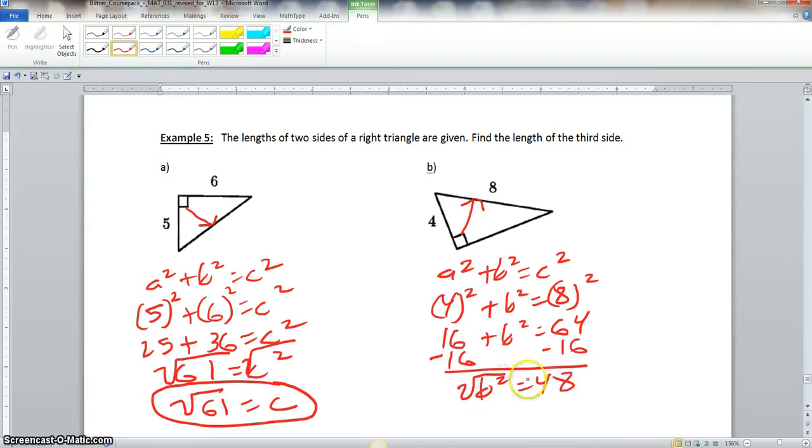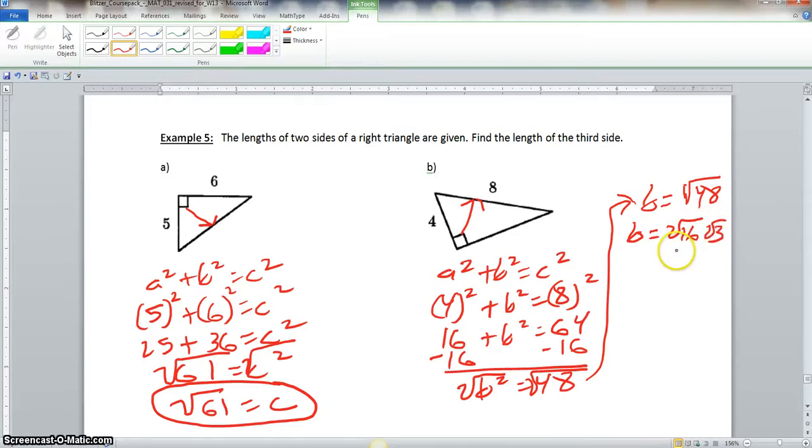Now we take the square root of both sides, and we will have b is equal to the square root of 48. Now, 48 has a perfect square in it, which is 16. So this would be the square root of 16 times the square root of 3. The square root of 16, we know, is 4. So it would be 4 square root 3. That would be the final answer for that problem.